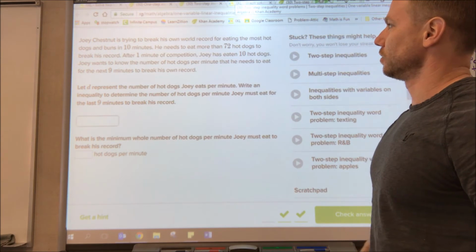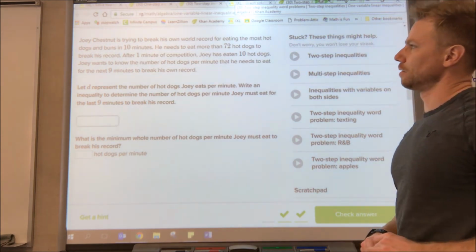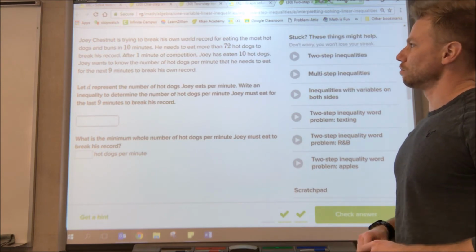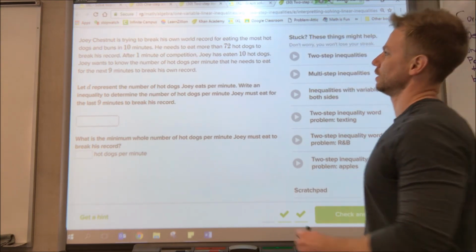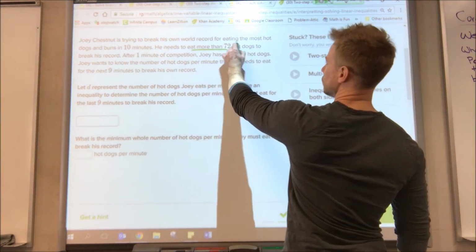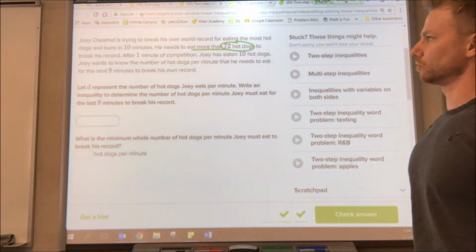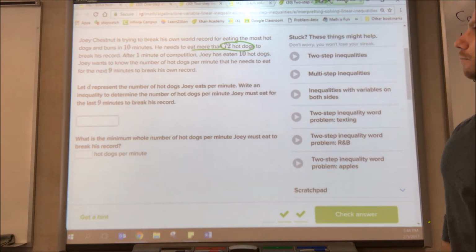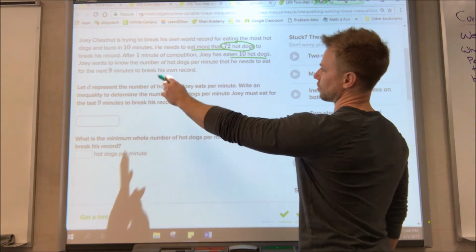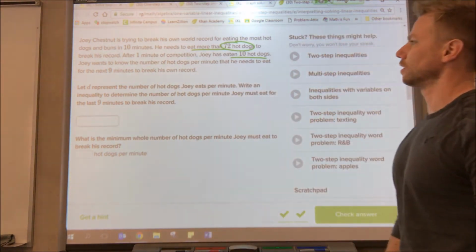Okay, Joey Chestnut is trying to break his own world record for eating the most hot dogs and buns in 10 minutes. He needs to eat more than 72 hot dogs. Okay, there's a key word right there: more than 72 hot dogs to break his record. After 1 minute of competition, he's eaten 10 hot dogs. Okay, after 1 minute, he has 10 hot dogs.